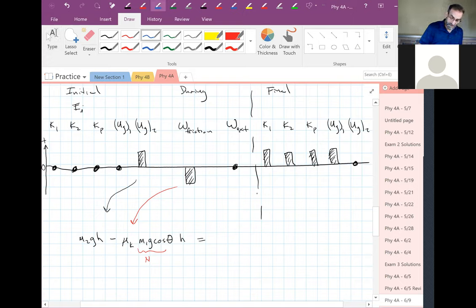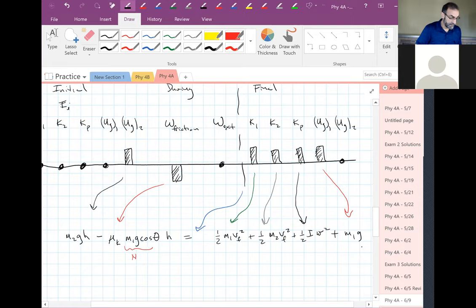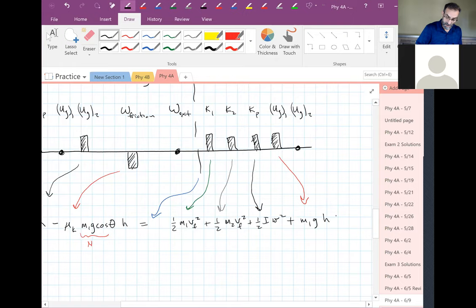All right, this is our equal sign. Then we've got kinetic energy, 1/2 M1 V final squared. And then we have 1/2 M2 V final squared. And then we have 1/2 I omega squared. That's that one and that one. Now we've got one more term, M1 G, and the distance M1 goes up, which is H sine theta.